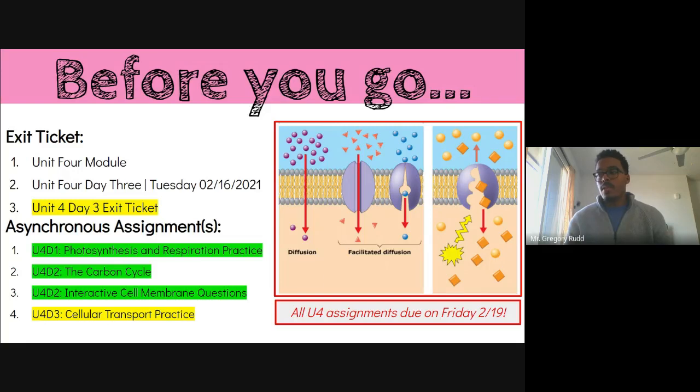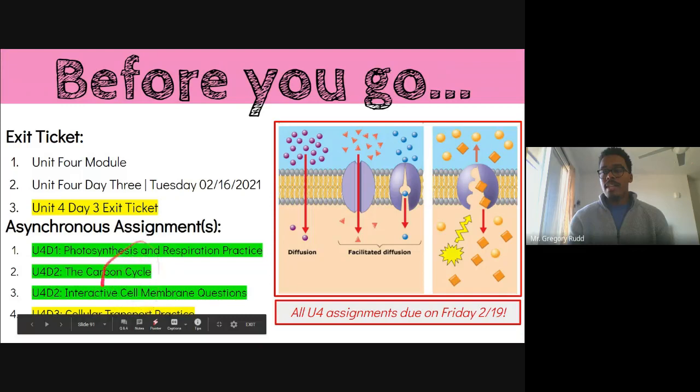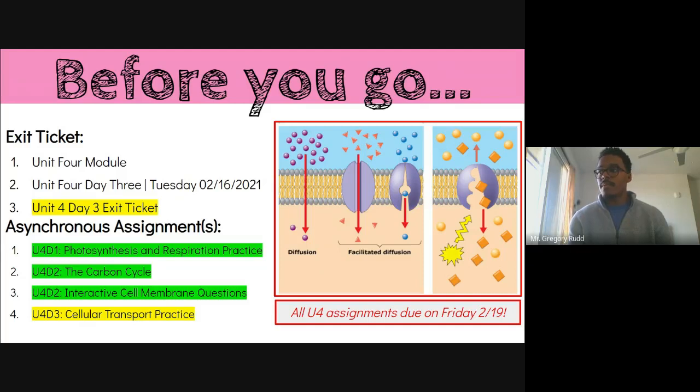We can see that we have three other assignments that have been assigned over the last 2 days of this unit, on Friday and on Monday. We also have an exit ticket. So you should be using your time wisely to do at least one of those things, starting with probably the exit ticket, and then moving to an asynchronous assignment. I'll be here on mute if you have questions for me.